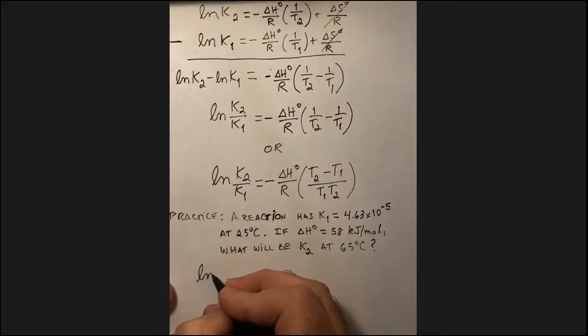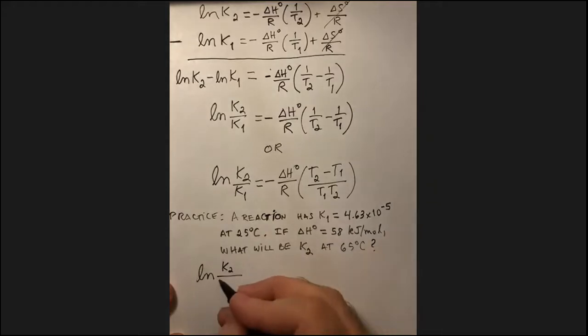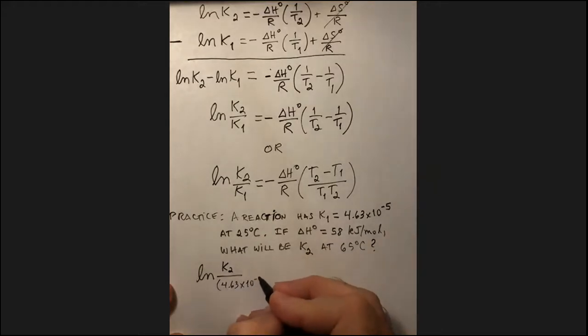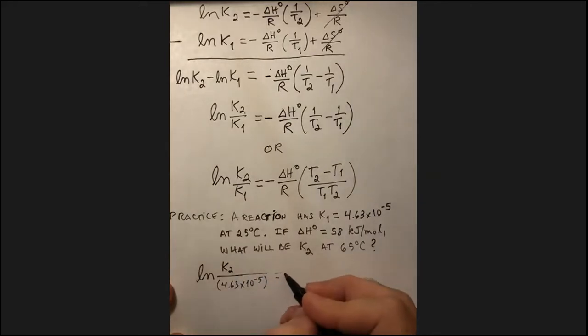So this means that log of K2 over K1, which is 4.63 times 10 to the minus 5, equals minus, well, we have to put in here the value of delta H. That'd be 58.